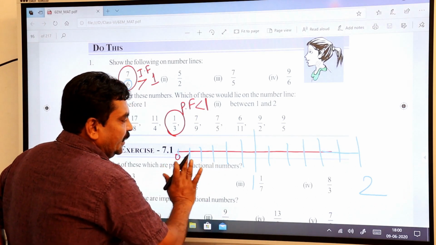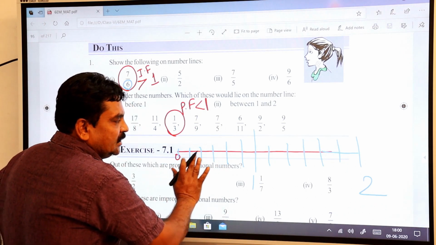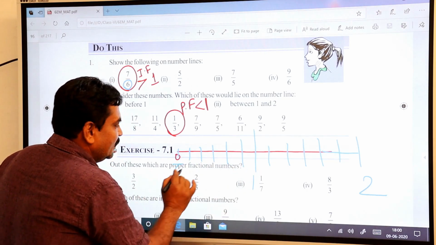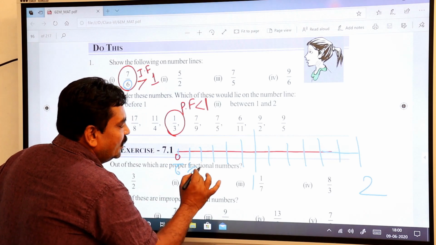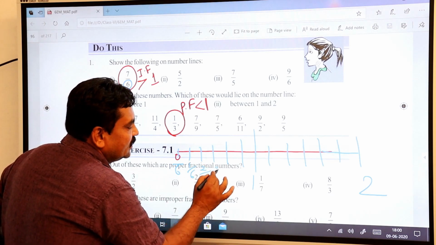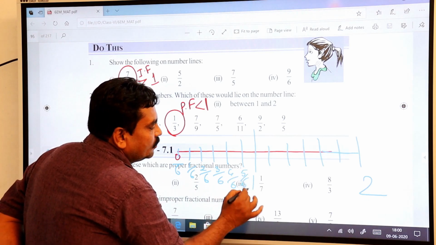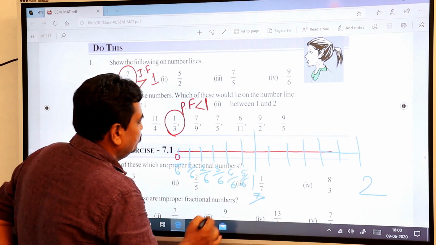When the scale is divided into 6 parts between the numbers, then this is your 0 by 6th part, this is 1 by 6th part, this is 2 by 6th part, this is 3 by 6th part, this is 4 by 6th part, this is 5 by 6th part, and this is 6 by 6.